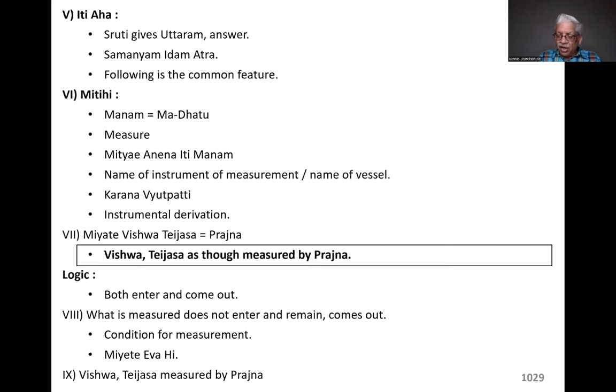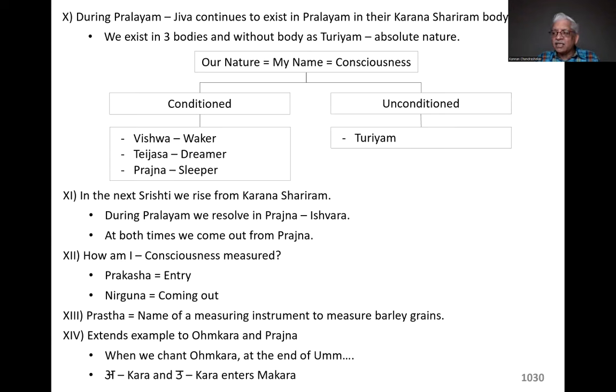So, your pure existence is where, after you have dropped the three states, then you ask yourself, who am I, who is witness of these three states? The three states, Vishwa, Tejasa, Prajna, Waker, Dreamer, Sleeper, are the conditioned state. Conditioned by the world, conditioned by the state of the mind, and conditioned by who we are, because we are identified with the physical body, subtle body, or causal.